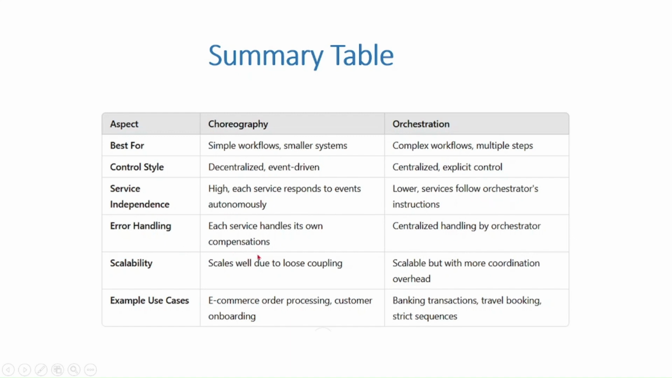Error handling: each service handles its own compensation. But in orchestration, there is centralized handling by the orchestrator. Scalability: choreography scales well due to loose coupling, since they interact using events only, so the services are loosely coupled. Orchestration is scalable but with more coordinator overhead. Some examples: choreography is used in e-commerce. Orchestration is mostly used in banking, transactions, travel booking, or strict sequences.